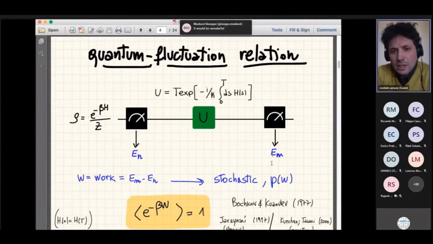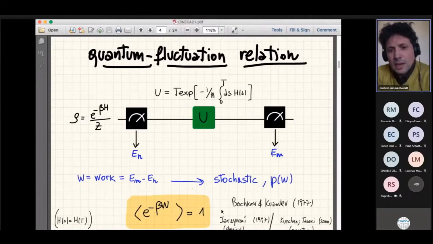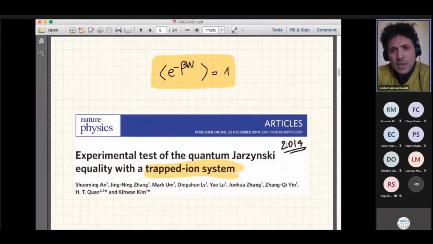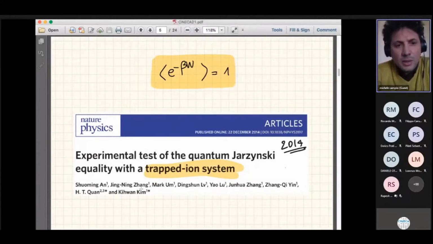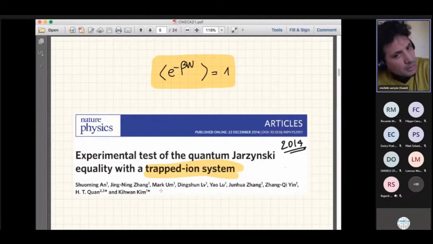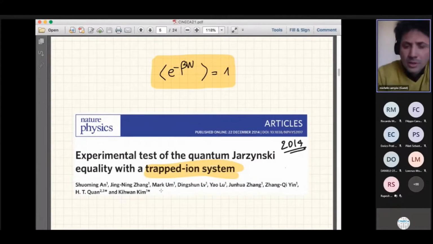Three years later, Jarzynski found this relation within classical mechanics, and a few years later, Kurchan and Tasaki independently gave the quantum version, which is what I'm showing here. So this was the year 2000. But we had to wait until 2014 to see this relation being experimentally tested in the quantum realm. This was done by a Chinese group who used a trapped ion system. So we thought, with those students, why not use a quantum computer to test this non-equilibrium thermodynamic relation?